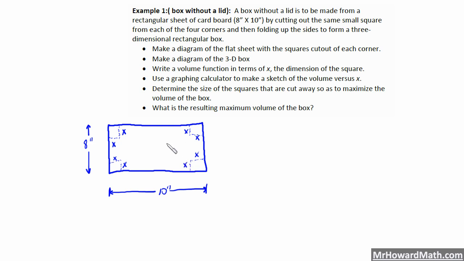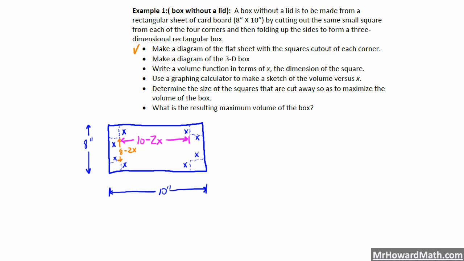Okay, now we need to finish some dimensions here so that we can get this figured out. So we're talking about this 10-inch portion here. We've got an x we're cutting out and an x we're cutting out. So the remaining part between the cutouts would be 10 minus 2x right here. All right, that'll be important. And then this way, between these two, we would have a dimension of 8 minus 2x right here. Okay, and that should be everything that we need for our box. So the diagram of the flat sheet with the squares cut out is taken care of.